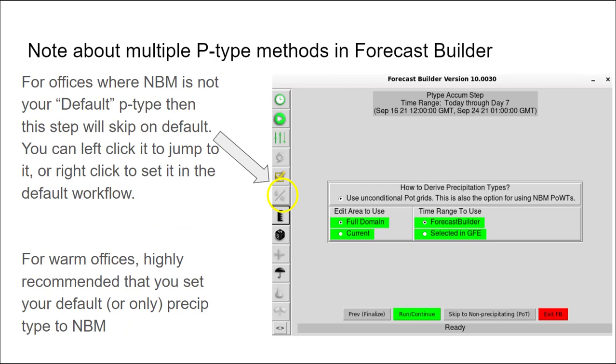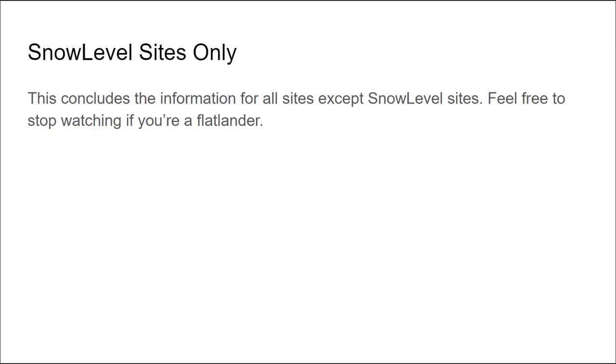For offices where the NBM is not your default p-type method in the configuration file set by your IT, the unconditional step will default to skip. You can change this by right-clicking on it and selecting the workflow to stop at this step, or you can just left-click on it to go straight to that step. For offices in a warm climate or during the warm season, it's highly recommended that you set your default and your only precip type method to NBM, as it reduces other options and pop-up boxes and simplifies the workflow.